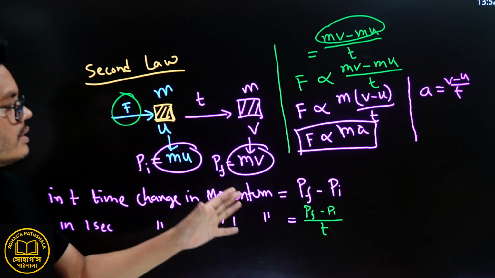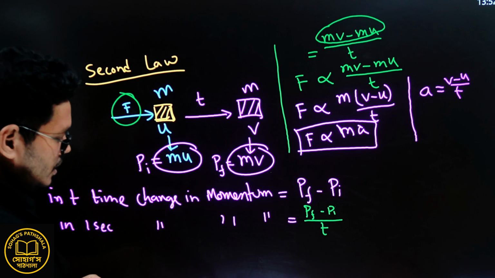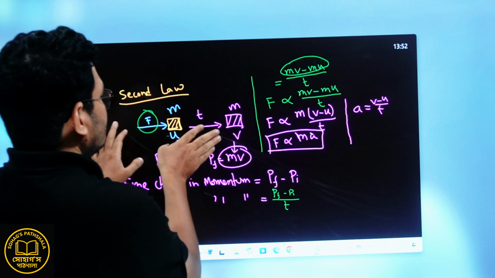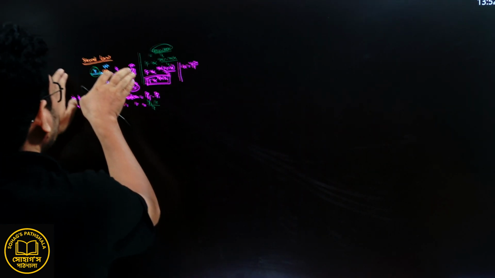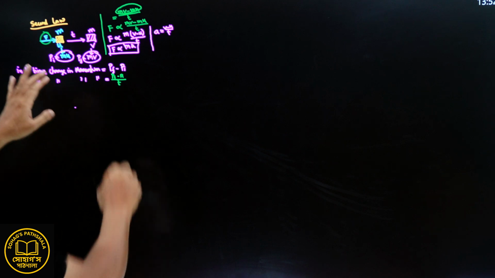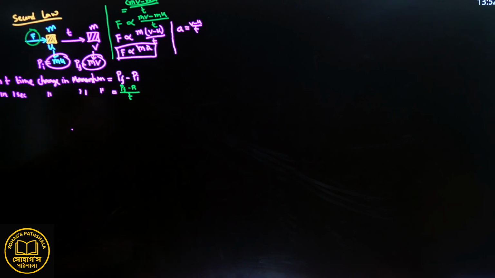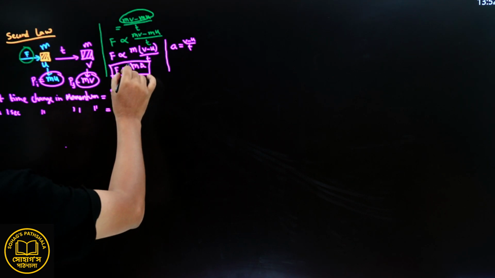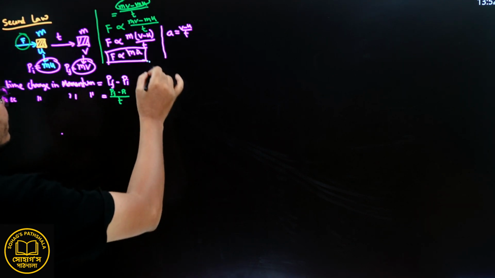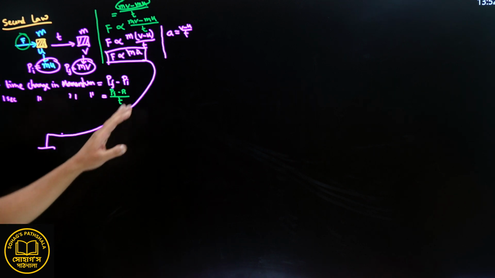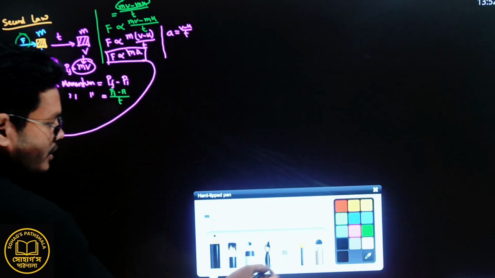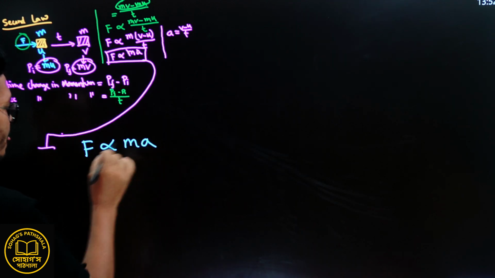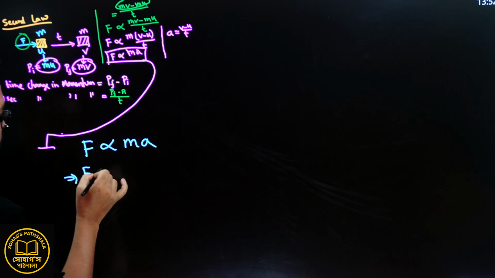Now let us see how we can generate an equation from here. Let us make it a bit small and keep it here, and make it visible. Okay, now we'll start from here. We've seen that F is proportional to ma. So F equals kma.